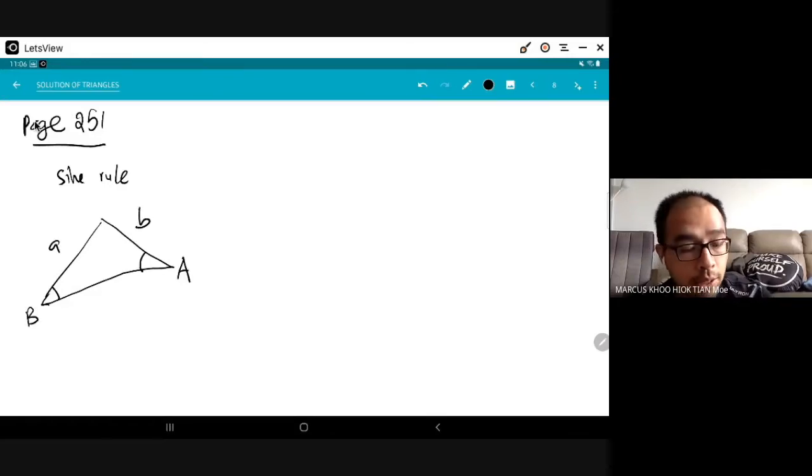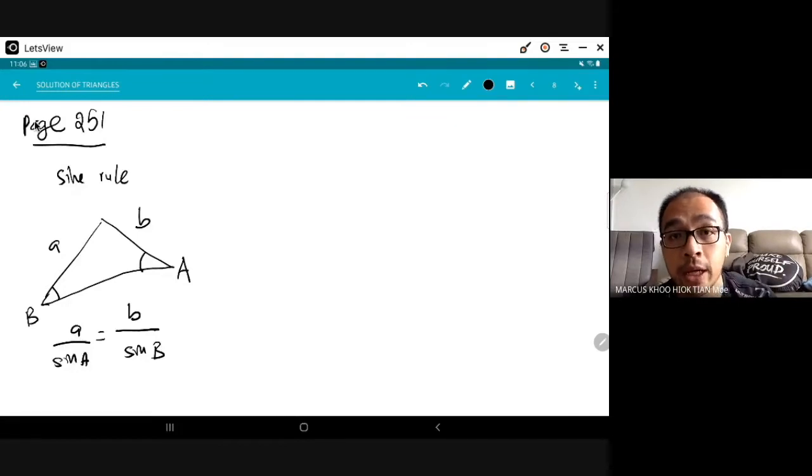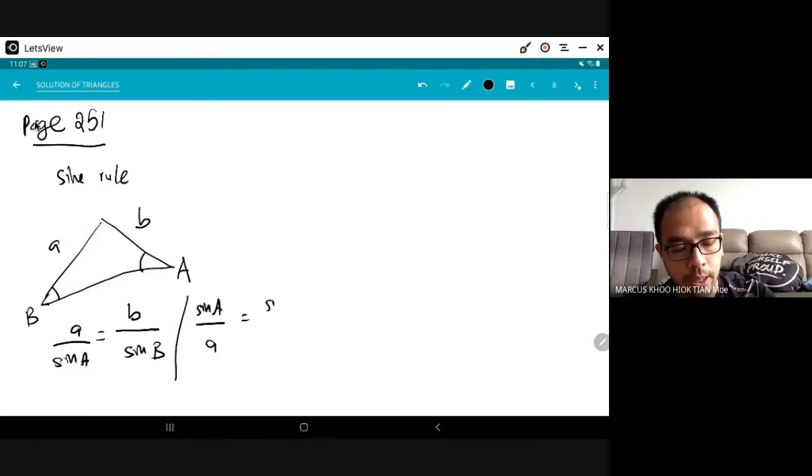So the sine rule tells us that side A over sine angle A equals side B over sine angle B. Depending on the situation, if you want to find the length, then you put the length on top. If you want to find the angle, then you put the angle on top: sine A over A equals sine B over B. The most important thing is that the pairs must be opposite to one another.